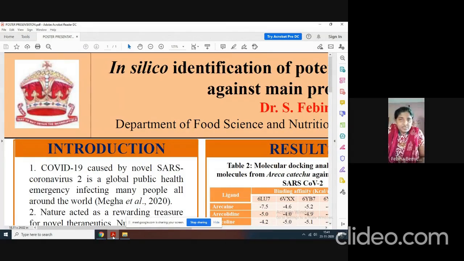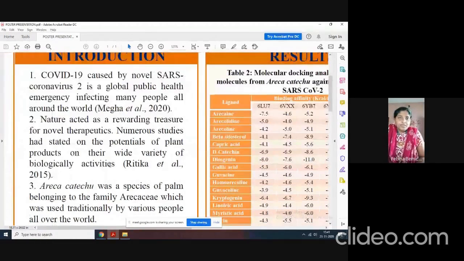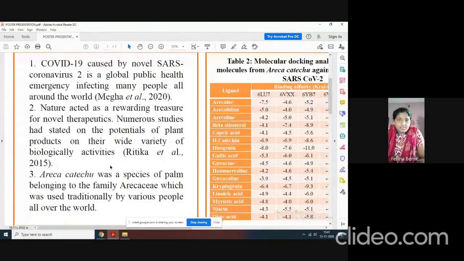The title of today's presentation is In Silico Identification of Potential Inhibitors from Areca catechu against Main Protease of SARS coronavirus 2. You all know that COVID-19 is caused by novel SARS coronavirus 2. It is a global public health emergency infecting many people all around the world. Nature always acted as a rewarding treasure for novel therapeutics. Numerous studies have stated the potential of plant products on a wide variety of biological activities.